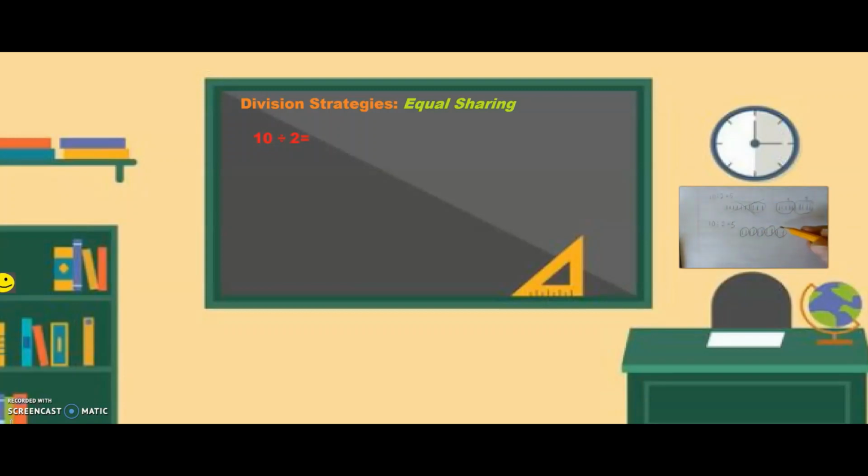Now I've circled groups of 2. That doesn't mean each person gets 2. There's not 5 people to give it out to. This is just a strategy to help us solve. Really, it would look like this.